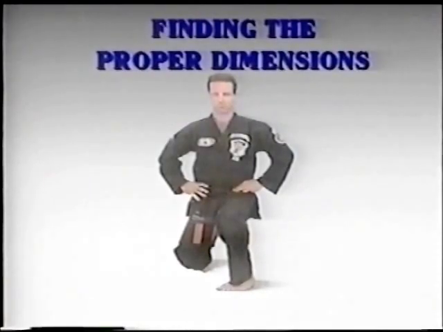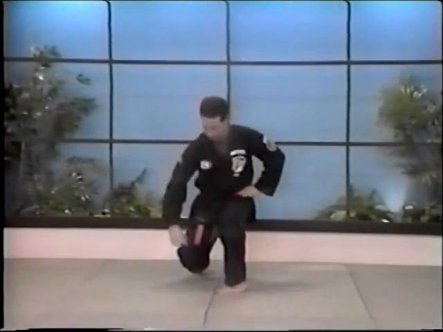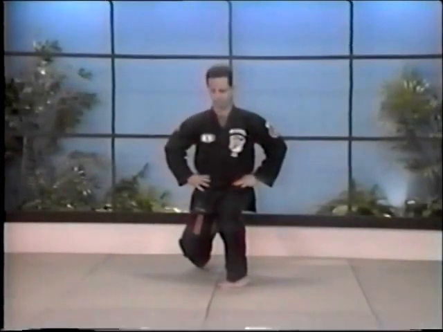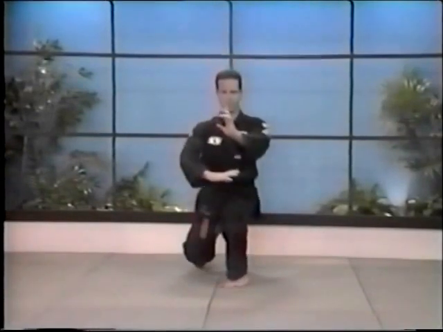Finding the proper dimensions. The first step is to find the proper dimensions for a forward bow. Once obtained, bend and drop your rear knee straight down toward the floor and about 1 to 2 inches from it. Make sure your rear knee does not touch the ground, although the width and depth of this stance is the same as a forward bow. Even though the rear heel is raised, having your rear knee 1 to 2 inches from the ground should aid you in obtaining the proper height for this stance.